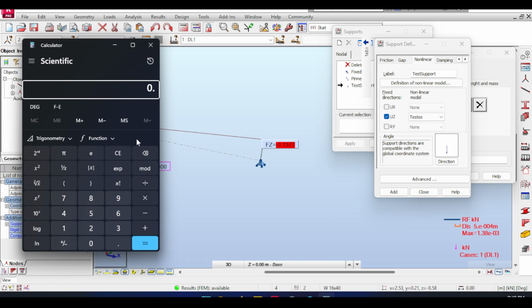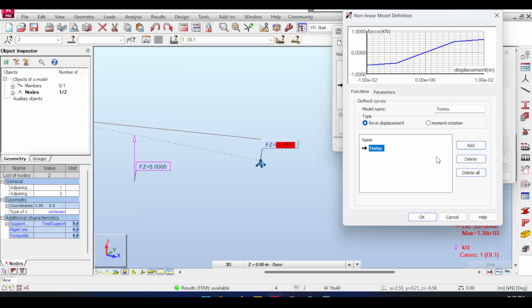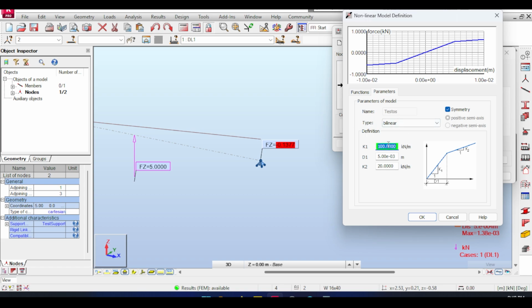So 0.00138, because of the exponent, multiplied by 100 is 0.138, which is exactly what I got here. Why did I multiply by 100? Because that is the definition of my model. You can see here that if you go to parameters, the K is 100.